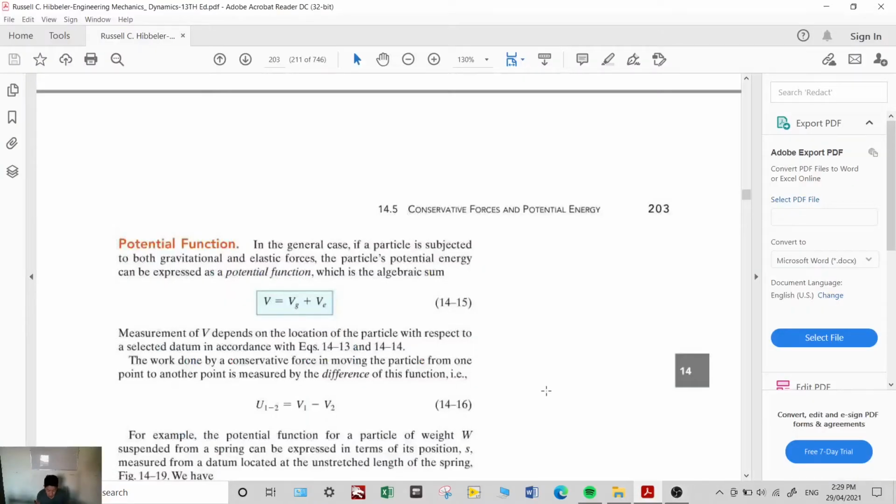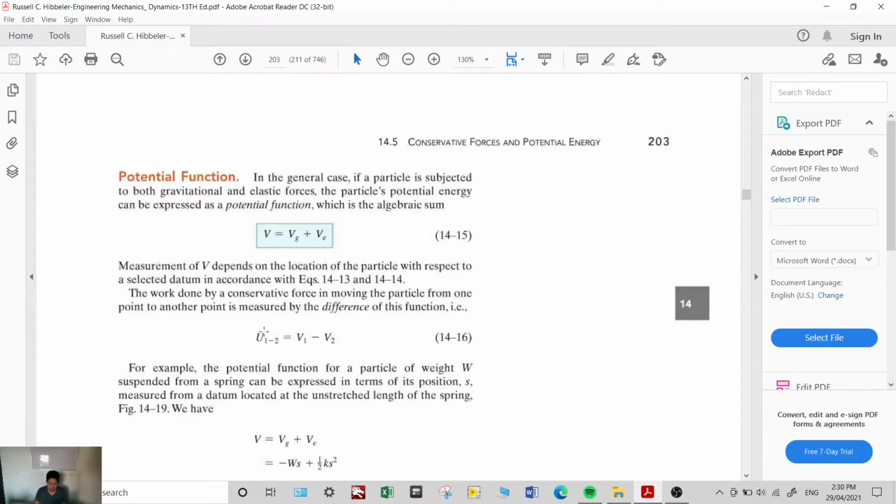Now, the work done by a conservative force in moving the particle from one point to another is measured by the difference of this potential function. So if the object is being moved from point 1 to point 2, the work done is just the difference between the potential function, V1 minus V2.